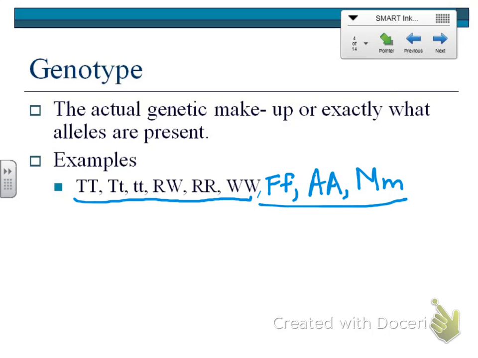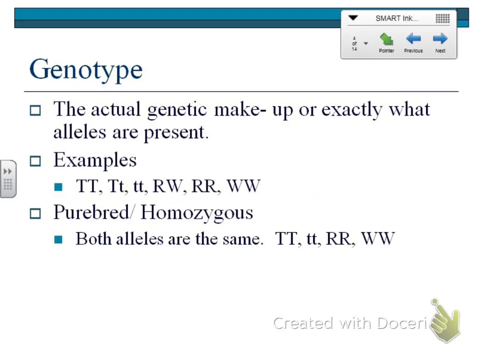Now, genotypes can be classified into two categories. The first category they can be classified in is what we call purebred, or homozygous, and you need to write both of those words in your notes. Purebred, homozygous. It's right under where we said examples. It says a blank, so a purebred or homozygous genotype occurs when both of the alleles are the same.